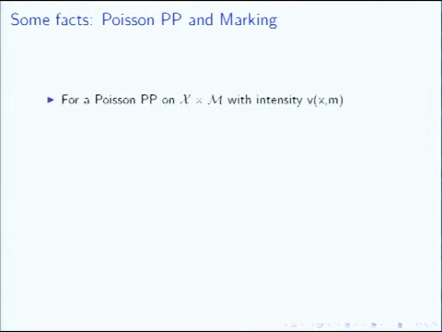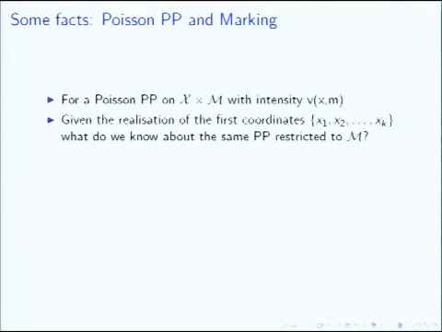If I want to specify the law of a Poisson point process, I need to specify its intensity, as I said before. So let this be the intensity of the point process whose realization lives here. Now we ask ourselves this question: if we were to observe just the first coordinate of this point process, not the second, and it was declared to us to be x1 to xk, what do we know about the distribution of the second coordinates? What do we know about the point process defined by the restriction of the realization to just m?